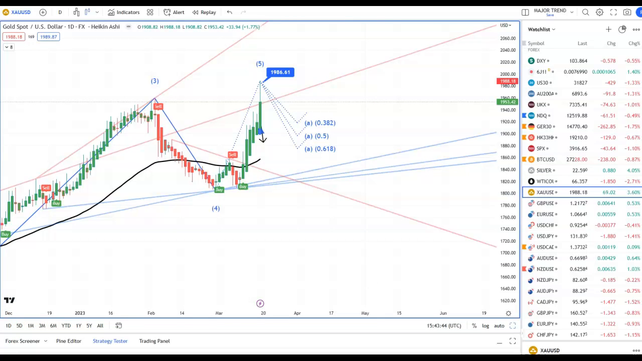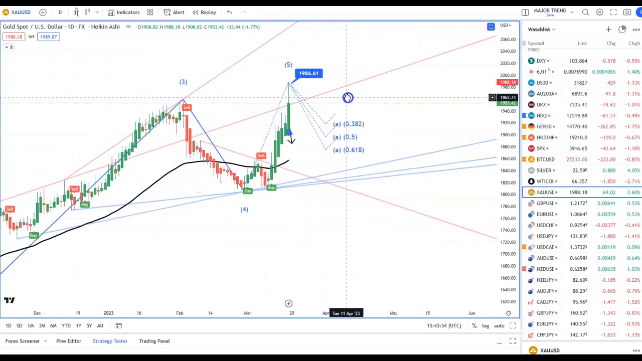Now on to gold, 1988. It finished at, we had a target 1986. And because we use Heikin-Ashi charts, the noise is removed from the charts, and we have green for buy and red for sell. But we have a wave 5 pattern, don't we? So this is the pattern.